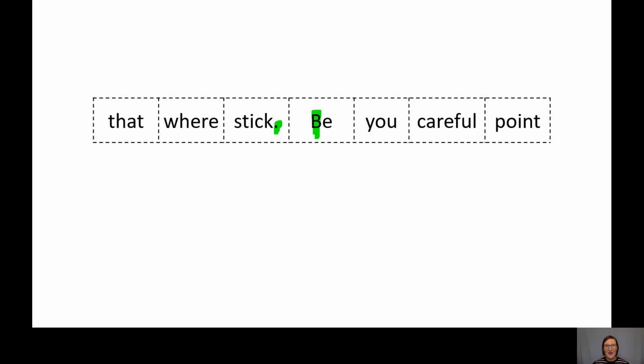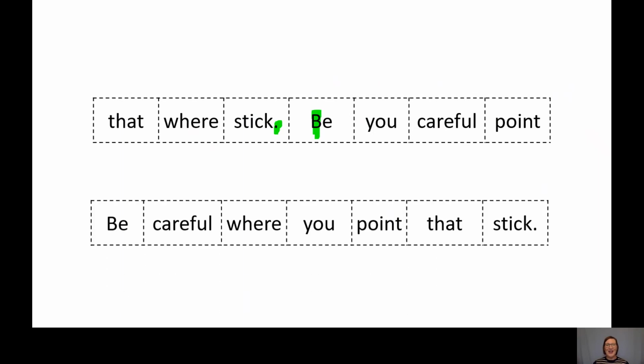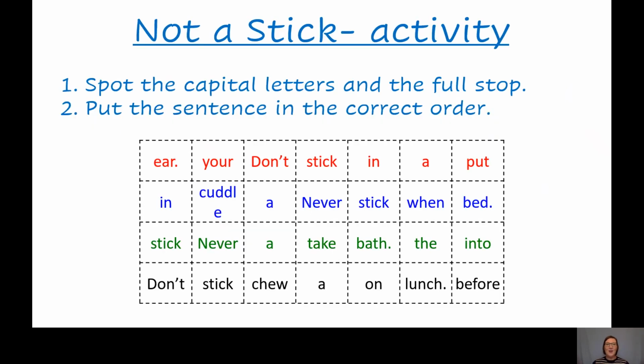Did you have a go? Let's see if we got the same. You ready? There we go. Be careful where you point that stick. They're very bossy sentences, aren't they? It's time for your activity now. This is what I'd like you to do.